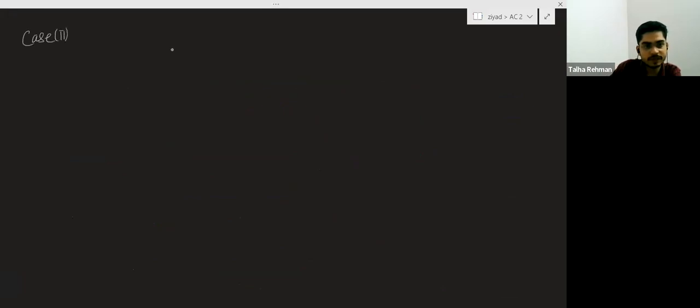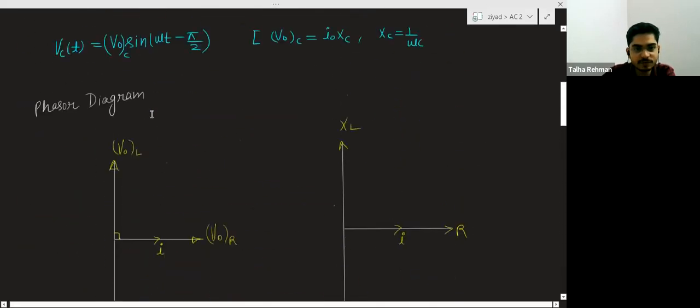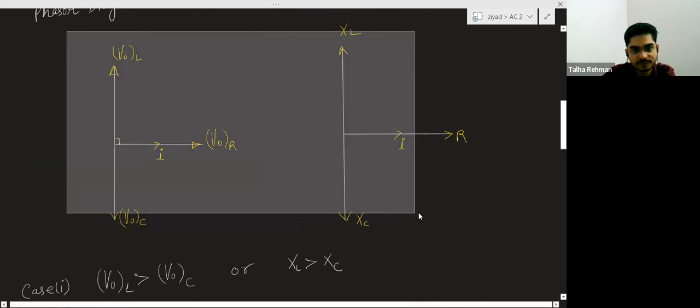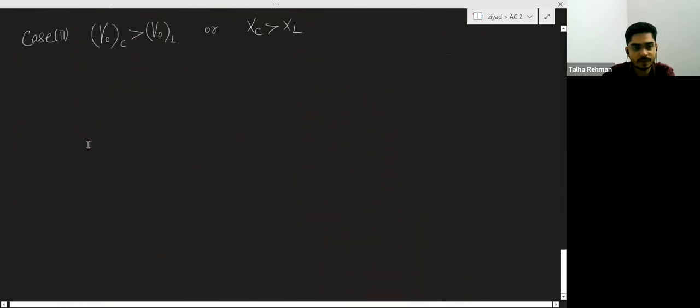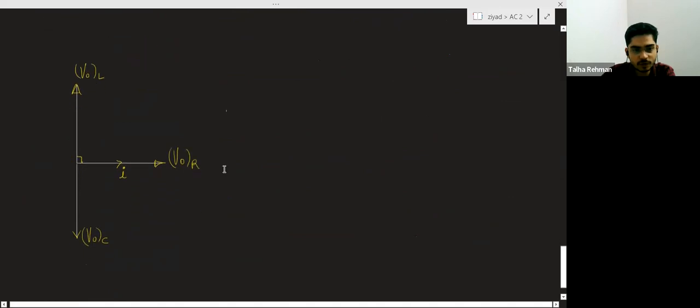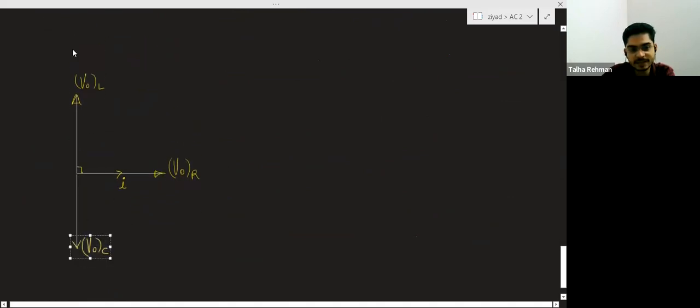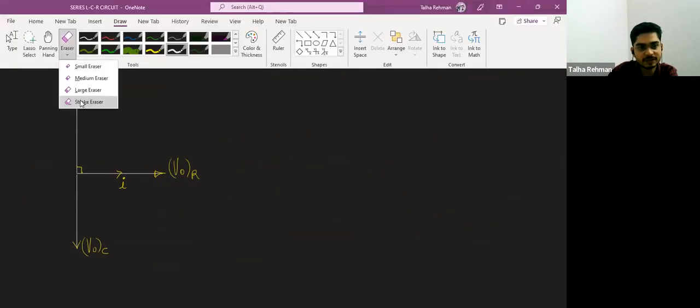Now case number second. If I say that the peak voltage across the capacitor is greater than the peak voltage across the inductor, so we can say that XC is greater than XL. And what is the phase diagram of the LCR circuit? This is the phase diagram. Now, in this case, this thing is greater than this, so this diagram will be modified like this.